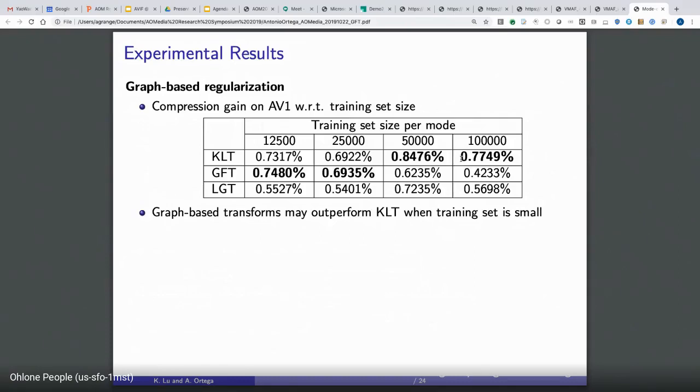And so when there is a lot of training data, then KLT does well. But when there is less training data, actually a regularized transform can be better. Okay, and I think that's something that if you're going to do data-driven designs, you have to be aware of not just how much data you have overall, but how much data there is for each of the pieces that you're designing, right?